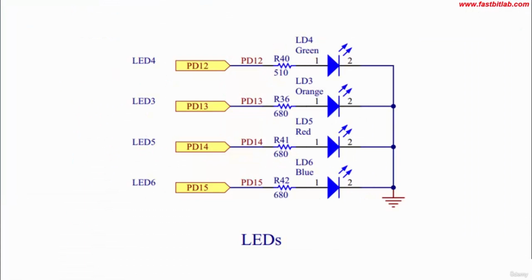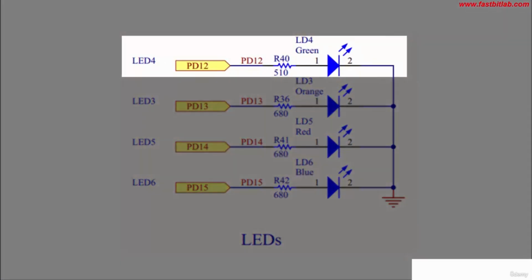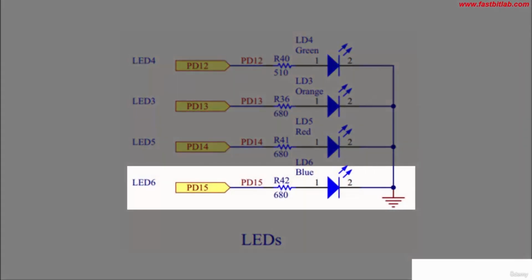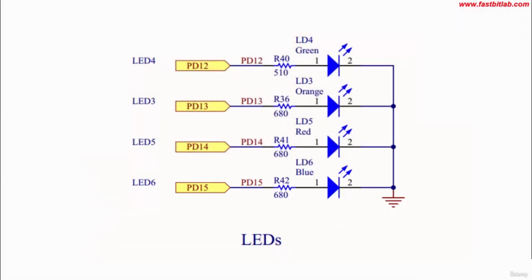So just explore this figure in the user manual. This is how the LEDs are connected to the microcontroller pins. The green LED is connected to the pin PD12. PD12 means port D, pin number 12. And the blue LED is connected to PD15, that is port D, pin number 15. So now that leads to our next discussion.